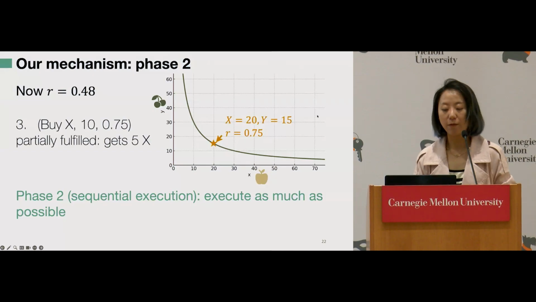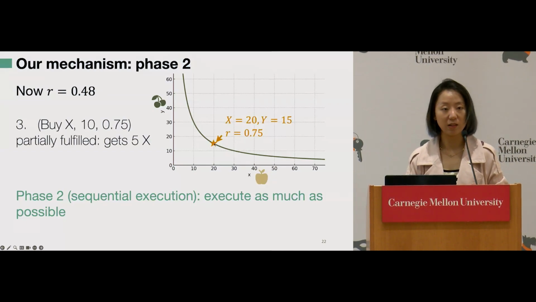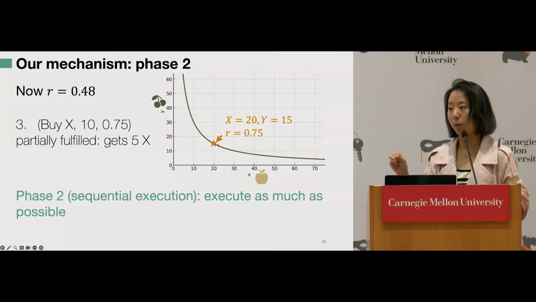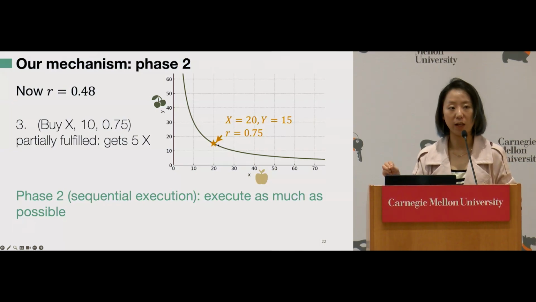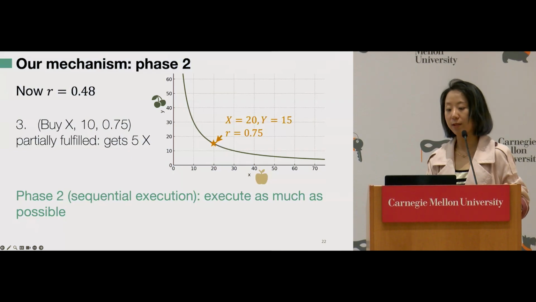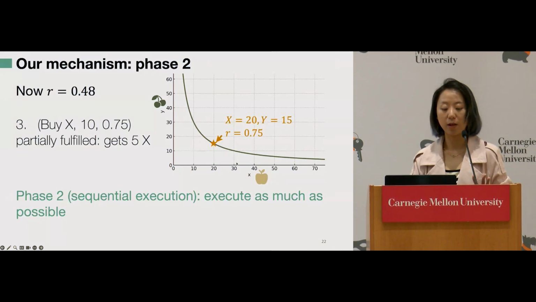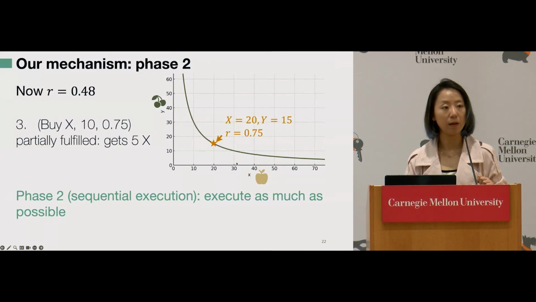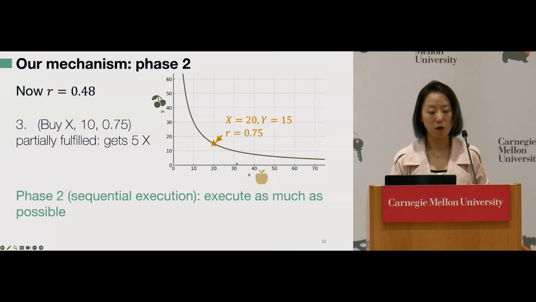Once we buy 5 units of x, we already hit that acceptable rate, and any extra part going over 5 units will end up with a worse price. So we will only execute 5x for order 3. So the submitter of order 3 only gets 5x at a price of 3y. So this is how the mechanism works.